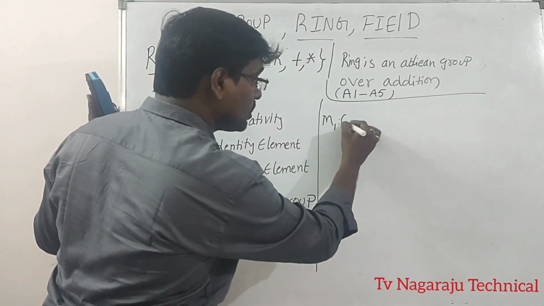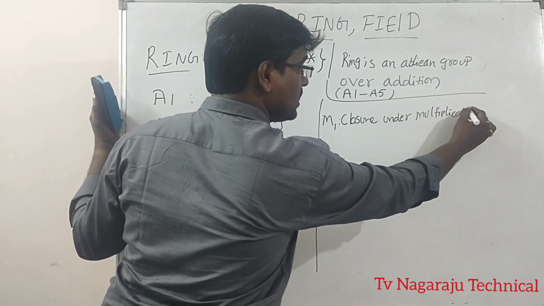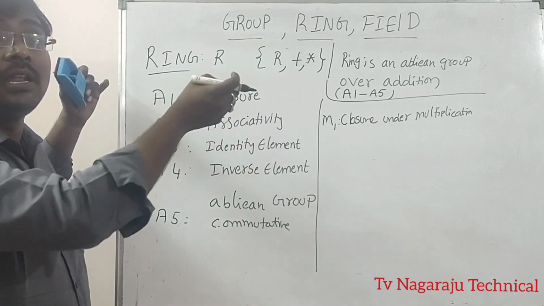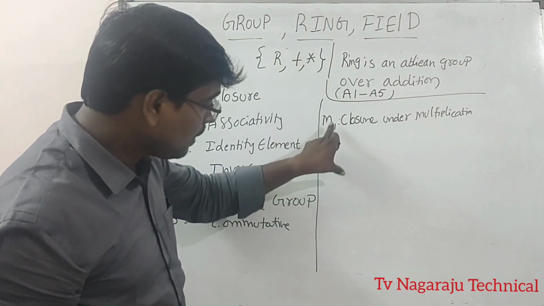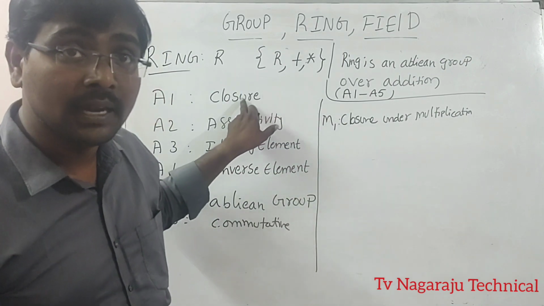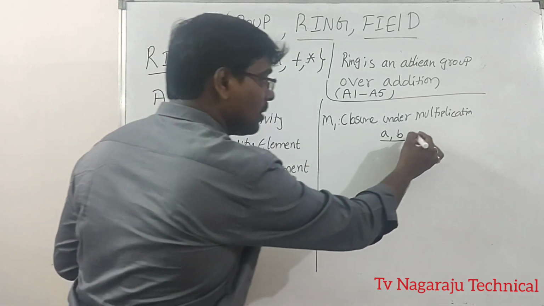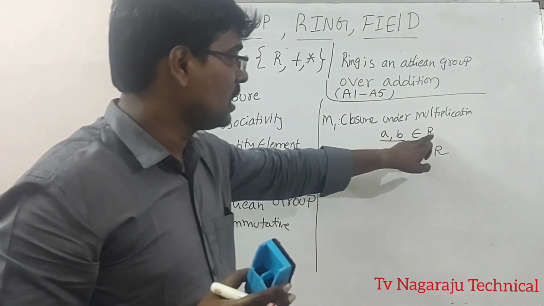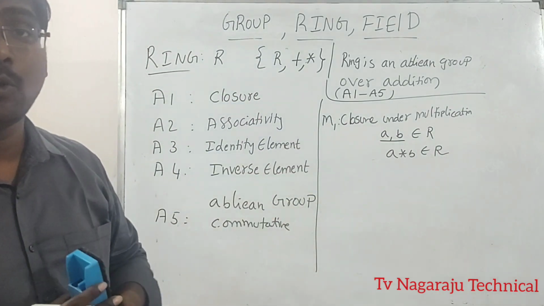M1 specifies closure. M1 is closure under multiplication. So for addition it is clear. For addition all the 5 properties are satisfied. That means ring is an abelian group over addition. Coming to multiplication, multiplication satisfies the closure property like addition. What is meant by closure property? A comma B are two elements that belong to the ring, and A into B also belongs to the ring. That is called closure.